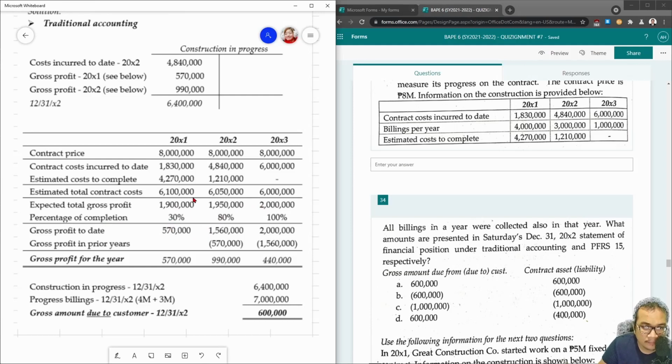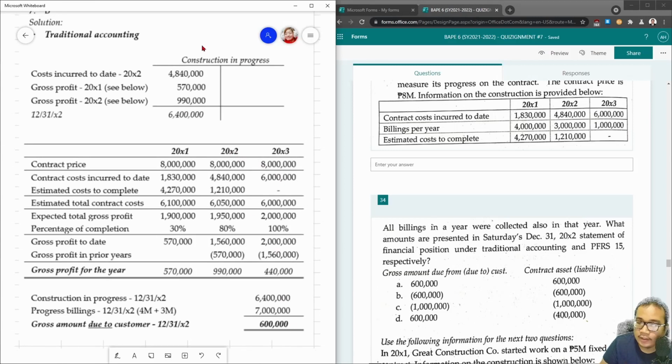Obviously, cost incurred to date divided by estimated total cost, 30%, 80%, 100%. Gross profit to date, di ba? Similar lang. Input lang. Very procedural. 570, 1.560, and 2 million. Gross profit, tanggal mo yung prior kasi cumulative yan. Gross profit for the year natin is 570 for 20x1, 990 for 20x2, 440 for 20x3. So, ngayon, balik tayo dito sa task.